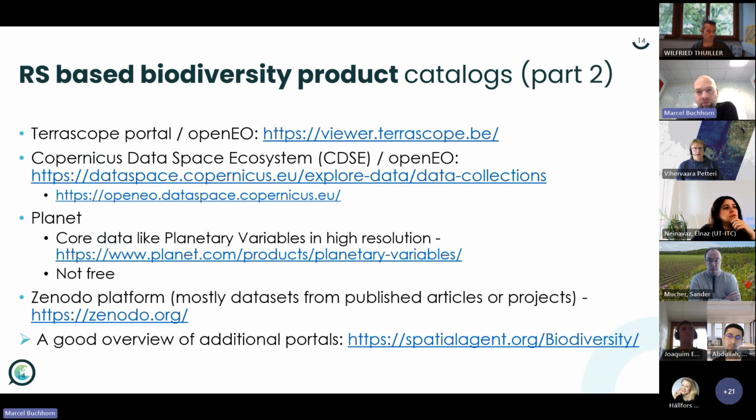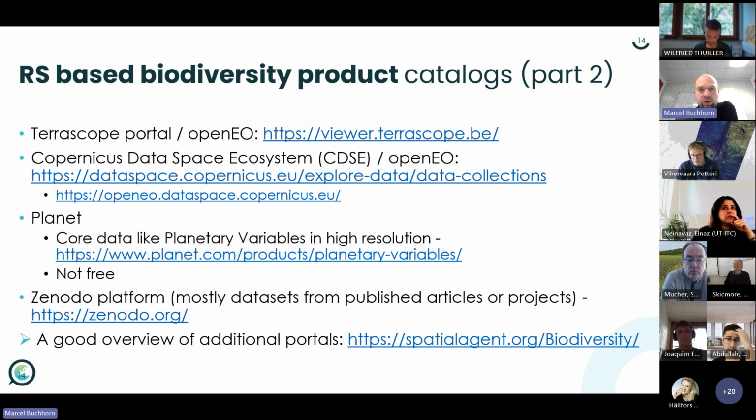Now we come to more focused products like the Terrascope portal, which is provided by Vito. We are using the OpenEO standard, or the OpenEO platform, there. Here you can find European products, mainly with high resolution. You will find the whole Sentinel-2 database and Sentinel-1 database, and Sentinel-2 and Sentinel-1 products, so products at 20-meter resolution and 10-meter resolution.